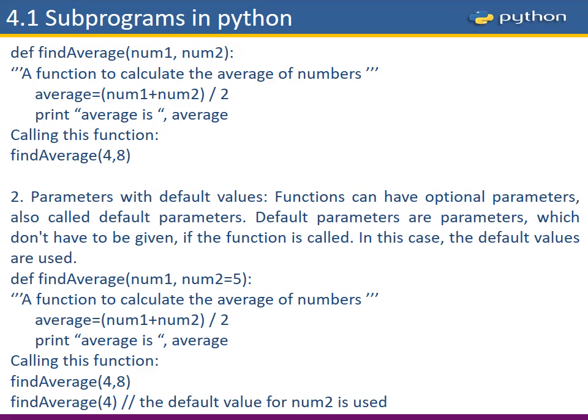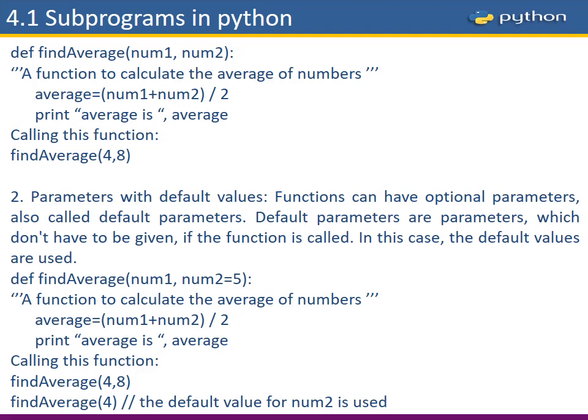So, parameter with default value. A function can have an optional parameter, also called a default parameter. Default parameters are parameters that do not have to be given. The value does not have to be given when the function is called, and in this case, the default value is used. We can see the example here.